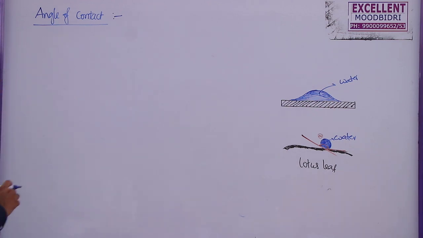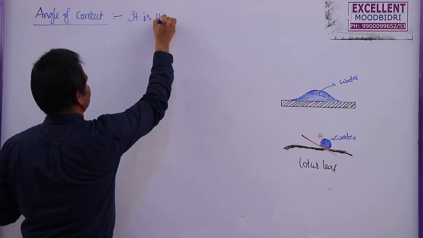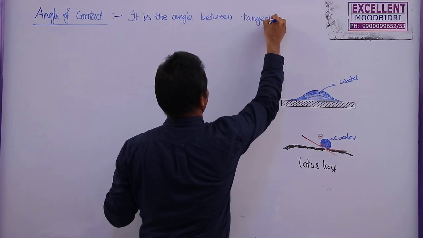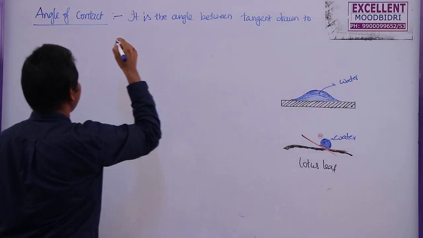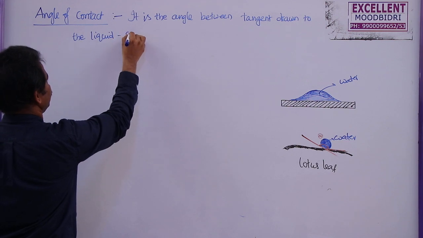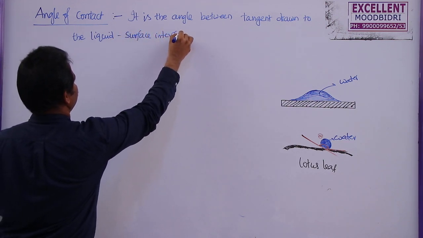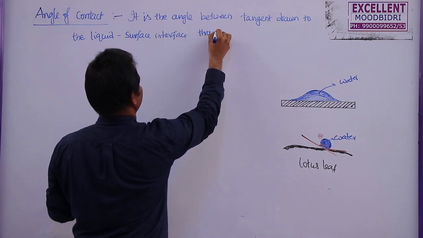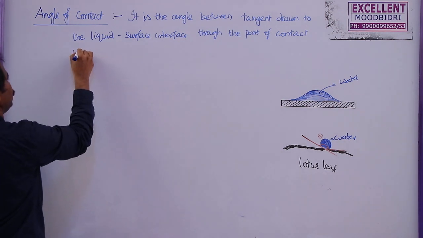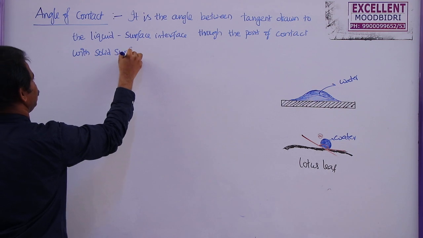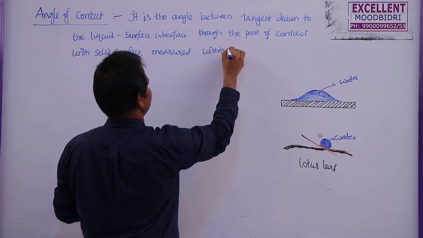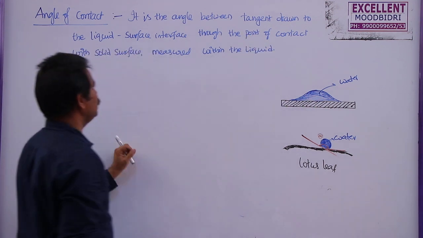So how to define angle of contact? It is the angle between the tangent drawn to the liquid solid interface through the point of contact with the solid surface measured within the liquid is known as angle of contact.